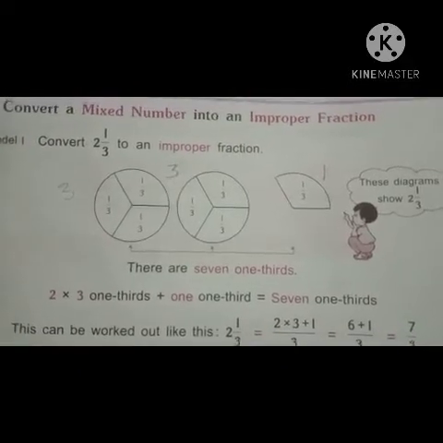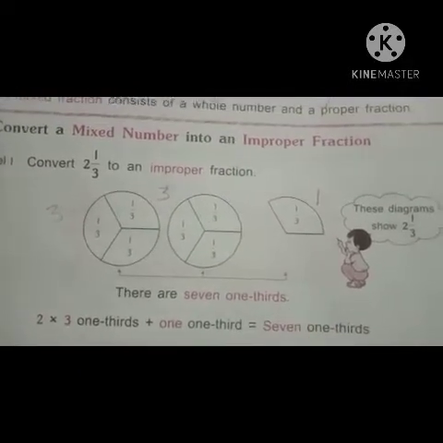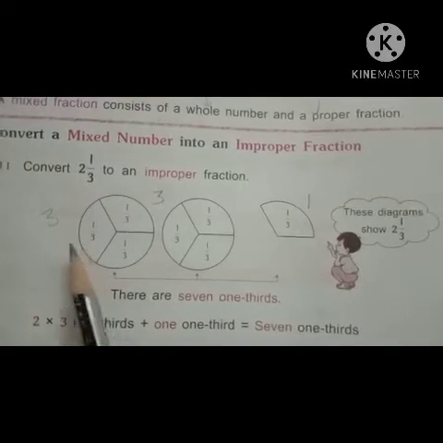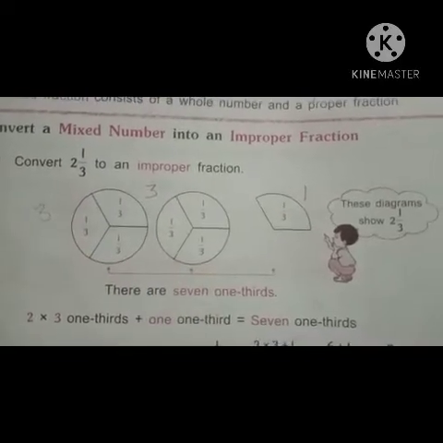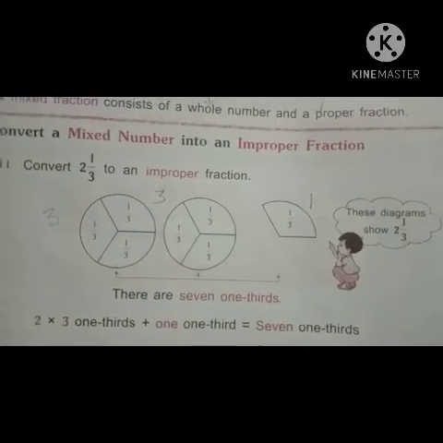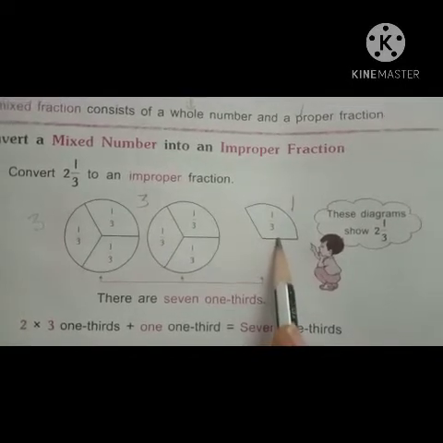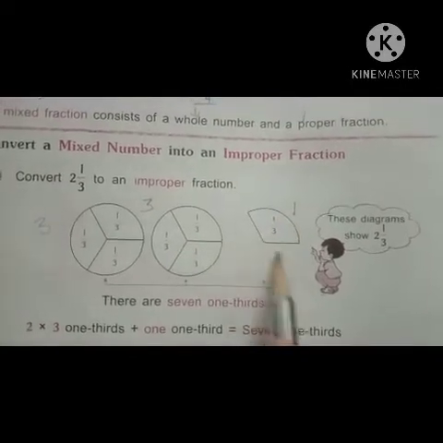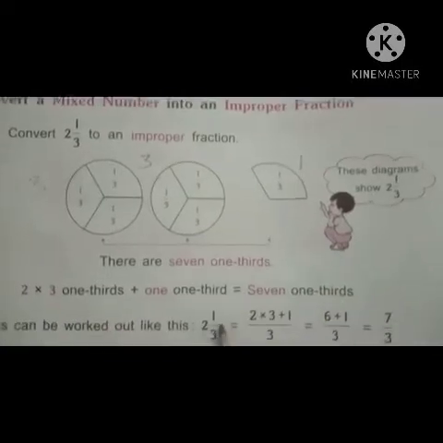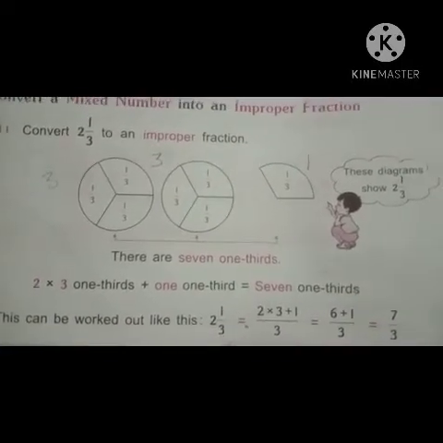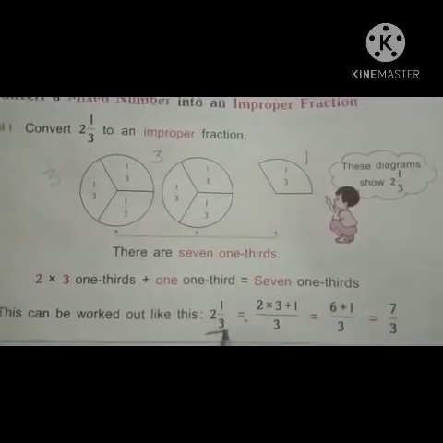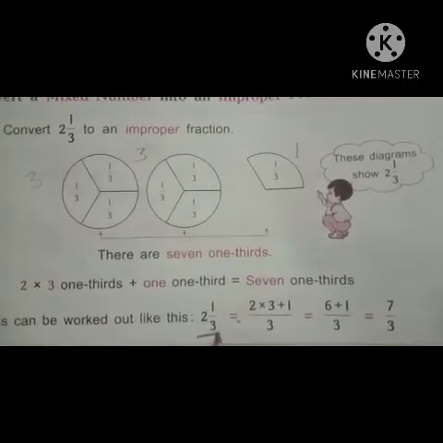How will we write this one? Here how many are there? 2 circles are there, no? Yes, we have to write first 2 circles. And the remaining one part is there, no? What is this part? 1 by 3. Here we have to write 1 by 3. Now this is a mixed fraction. We have to convert this into which fraction?